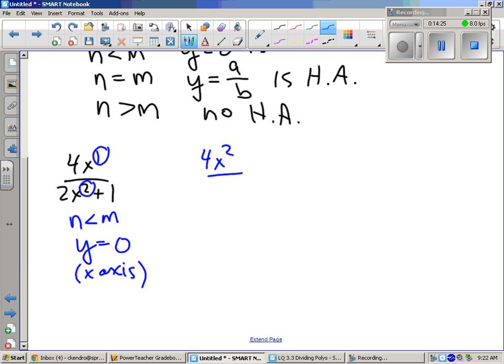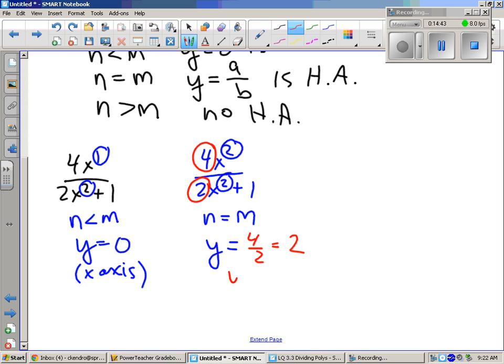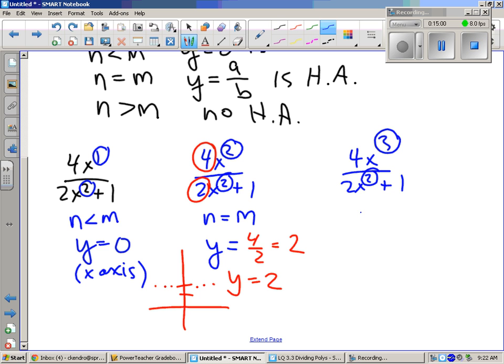Let's try 4x squared over 2x squared plus 1. Your highest power on each is 2. So n equals m. That means y equals a over b. So 4 over 2, or 2. So y equals 2 is the horizontal asymptote. So when you draw your sketch, you'd have a dotted line at the 2 there. All right, one more here. 4x to the third over 2x squared plus 1. n is greater than m, so there is no horizontal asymptote. That means there's no boundary.